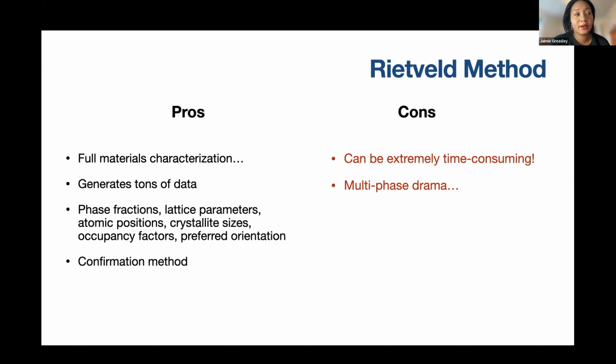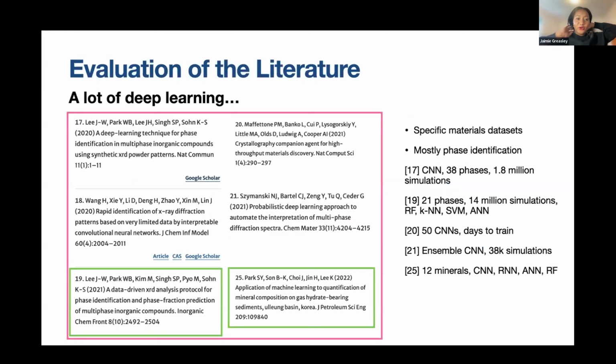It can be extremely time consuming. I've spent hours, maybe 2 to 3 hours on a single sample if it had multiple phases. For single phases, maybe half an hour doing the Rietveld optimization, but for multiple phases, it's a lot. So I wanted to know, in terms of machine learning, what was out there, how we could overcome that barrier.